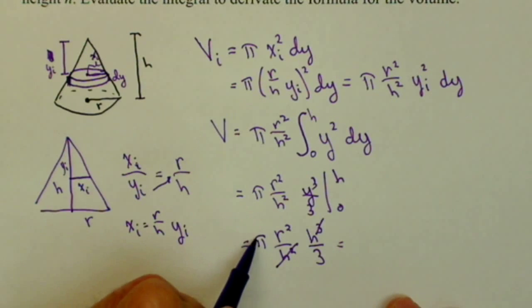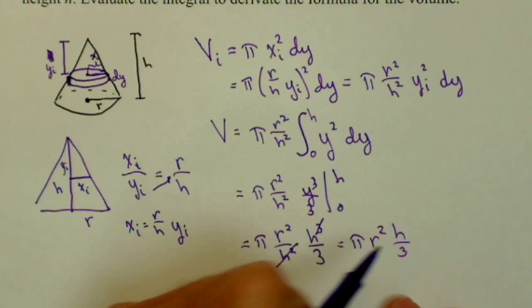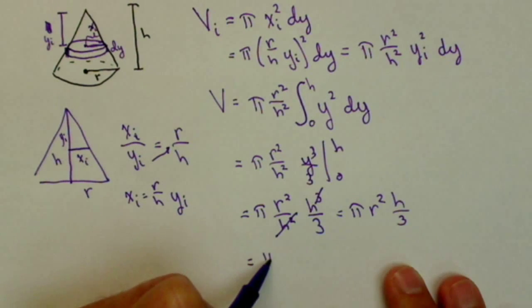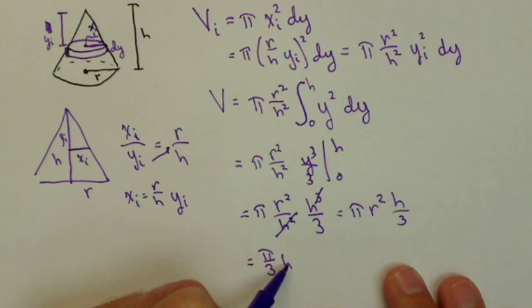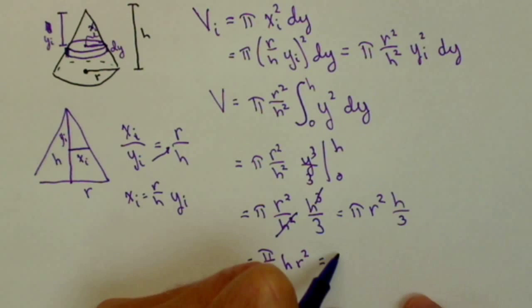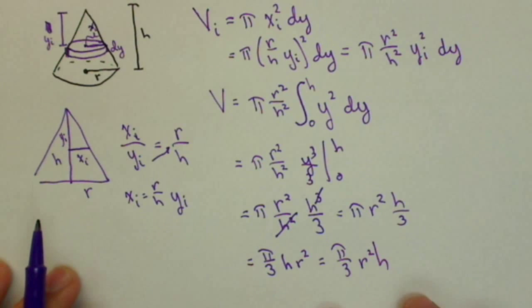So if you look at what we got, we have pi r squared h over 3, or writing it in a more familiar way, as we see it for a cone a lot of times, pi over 3 h r squared, or pi over 3 r squared h. And there's the volume for a cone.